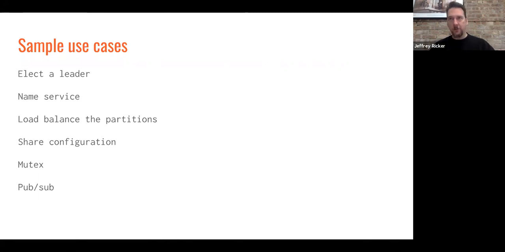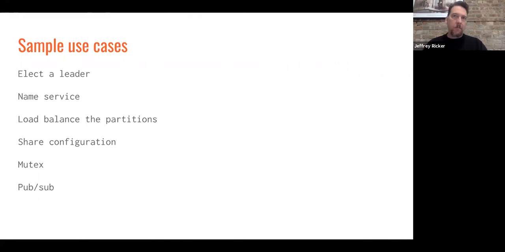And what are some of the use cases? If I'm building a distributed system, what would I use Zookeeper for? Well, one of them is to elect a leader. As you saw, Zookeeper elects a leader. Now, if you have multiple servers coming up and they're running as peers, right? How do you have one of the peers get to be the leader? Well, you can use Zookeeper for that, because only one of them will be able to grab the token for leader. You can use it as a name service, like domain name service. You can use it for load balancing the partition.